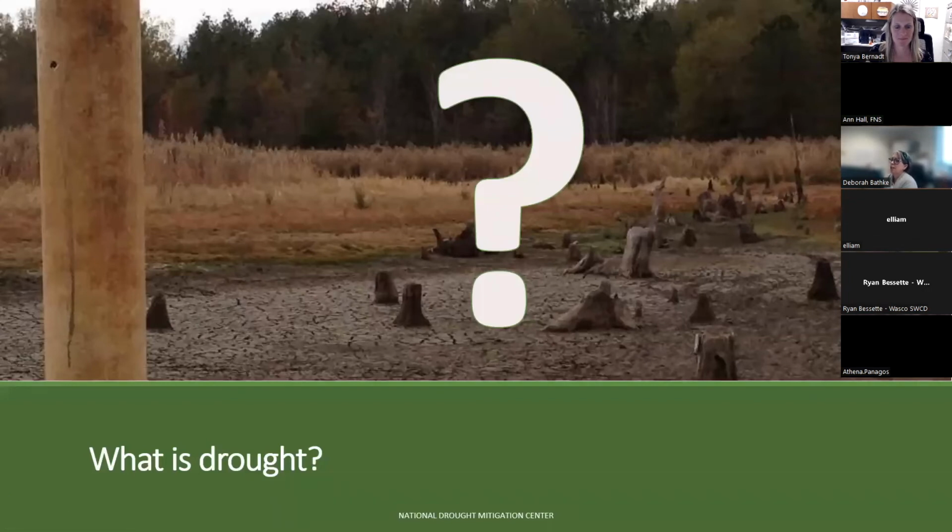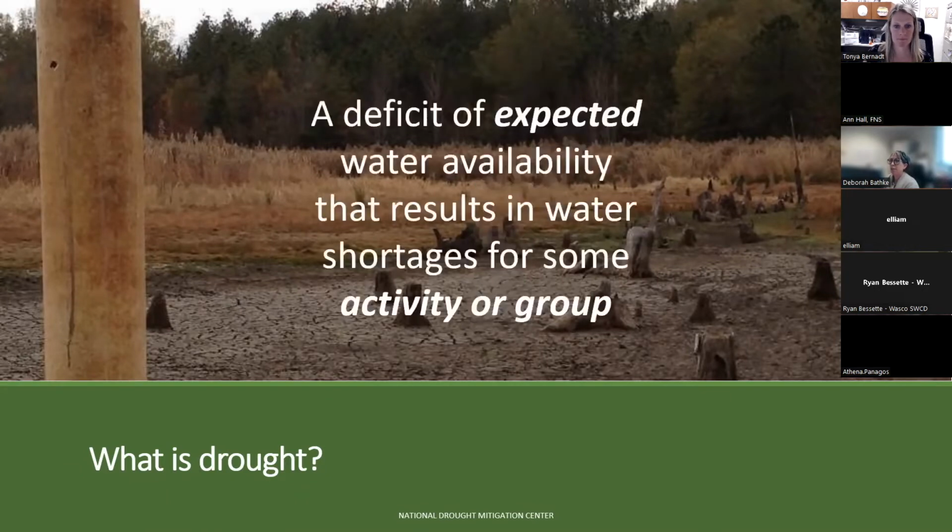So to understand the map, we first need to understand drought. In its most basic sense, drought can be defined as a deficit of expected water availability that results in water shortages for some activity or group. That seems simple enough until we stop and think about it for a minute.